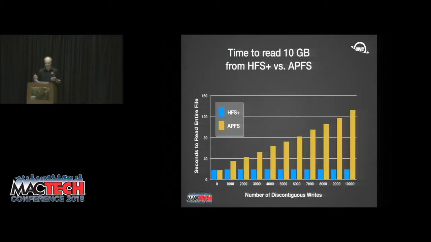It's what we expect. But you can see for this 10 gig file, if you've got 10,000 writes in it, you're looking at 2 minutes to read it. Not to copy it, just to read it. Read it and shove it in /dev/null. So if this is an image for VMware or Parallels or some other file that you're going to do a ton of discontiguous writes on, your performance is going to be in the toilet.